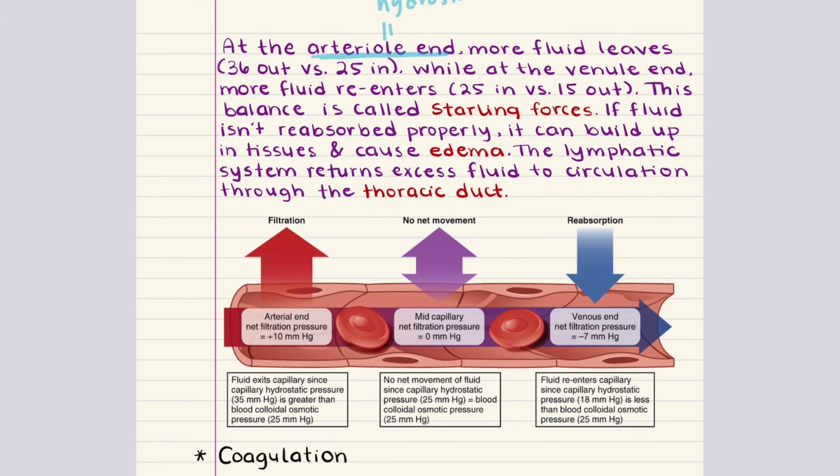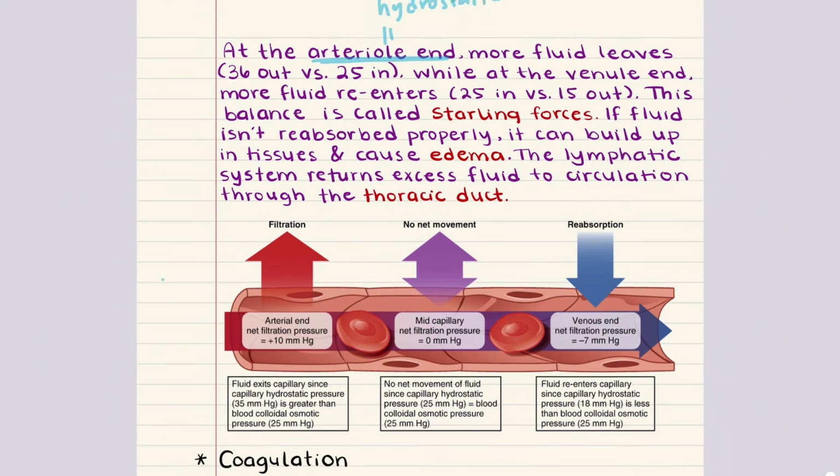Oncotic pressure, on the other hand, is created by large proteins in the blood, mainly albumin, that stays inside the capillaries and it pulls fluid back in. Albumin is a major plasma protein that's responsible for maintaining oncotic pressure within the capillaries. Now, as blood flows through the capillary, these pressures shift.